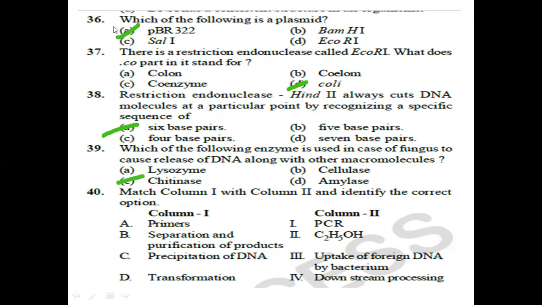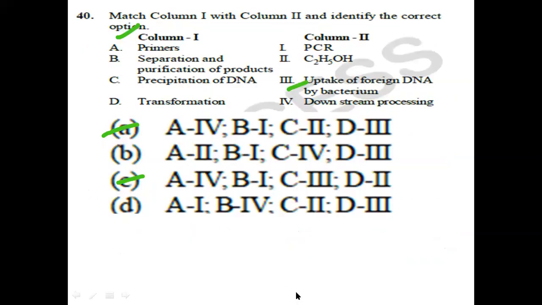Match column 1 and 2 and identify the correct option. Primer: what is the primer going to do? Primers are short segments used in PCR. Separation and purification of products is downstream processing. Precipitation of DNA with chilled ethanol. Transformation is uptake of foreign DNA by bacterium. A21, B24, C22, D23. It's option D.